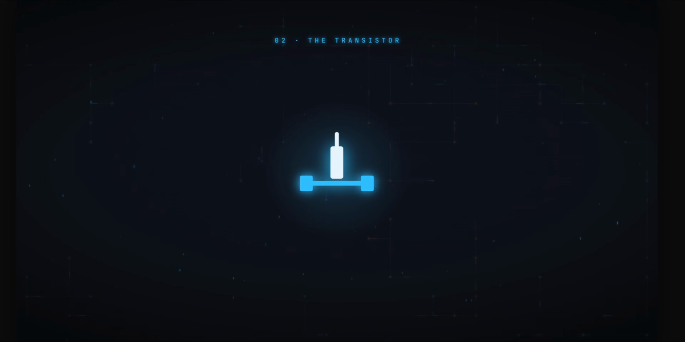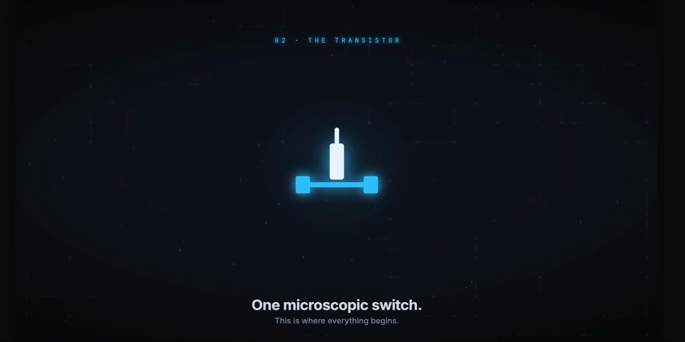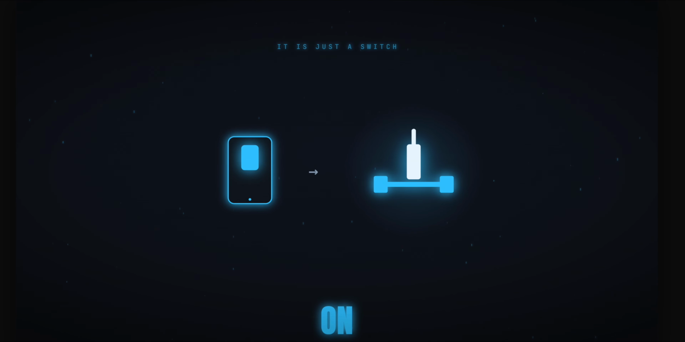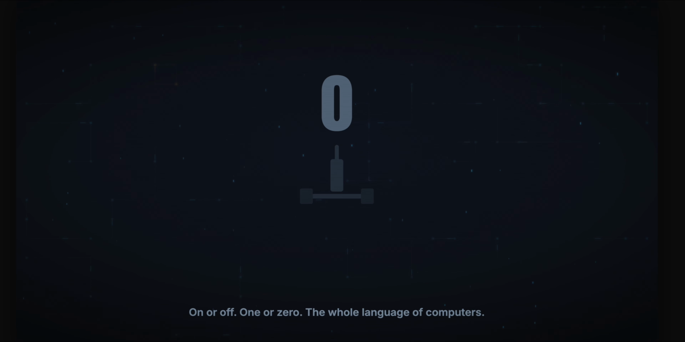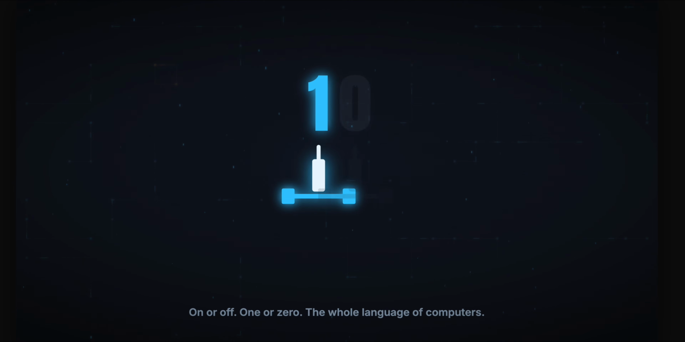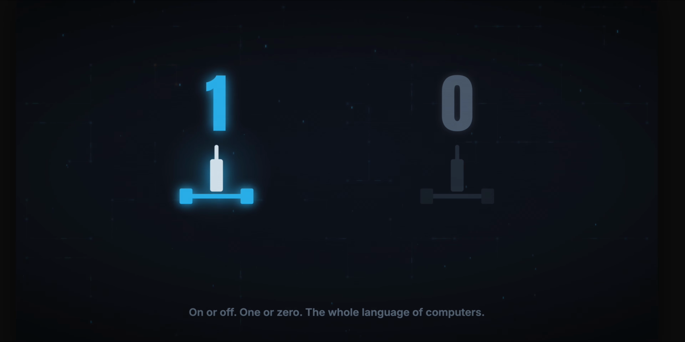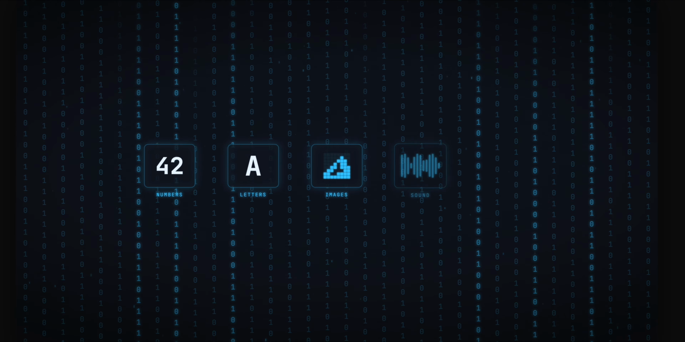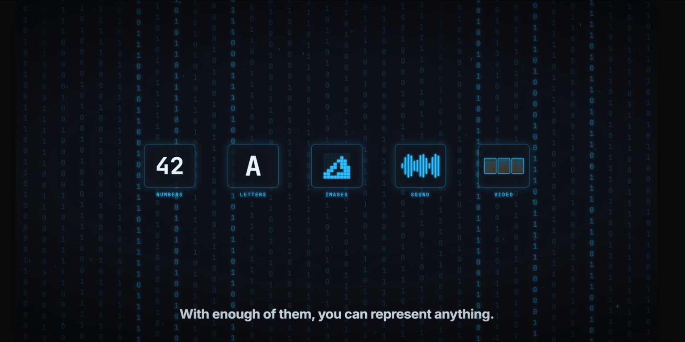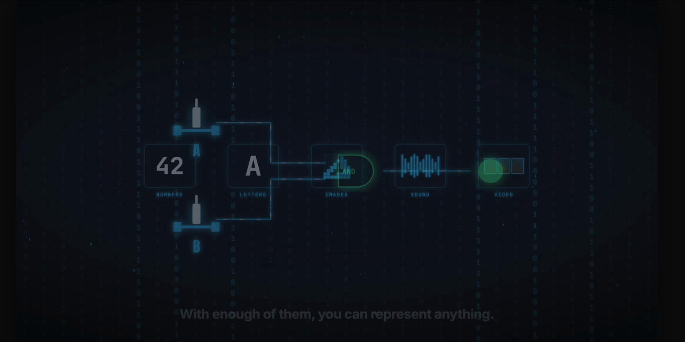To understand a chip, you have to start with the single most important invention of the modern age, the transistor. For all their dazzling complexity, computer chips are built from billions of copies of this one simple device. And a transistor, at its heart, is nothing more than a switch. Just like the light switch on your wall, it can be flipped on or flipped off. That is all it does. But here is the magic: that on and off can stand for the numbers 1 and 0. And with nothing but ones and zeros, a language we call binary, you can represent absolutely anything. Any number, any letter, any photo, any song, any video.